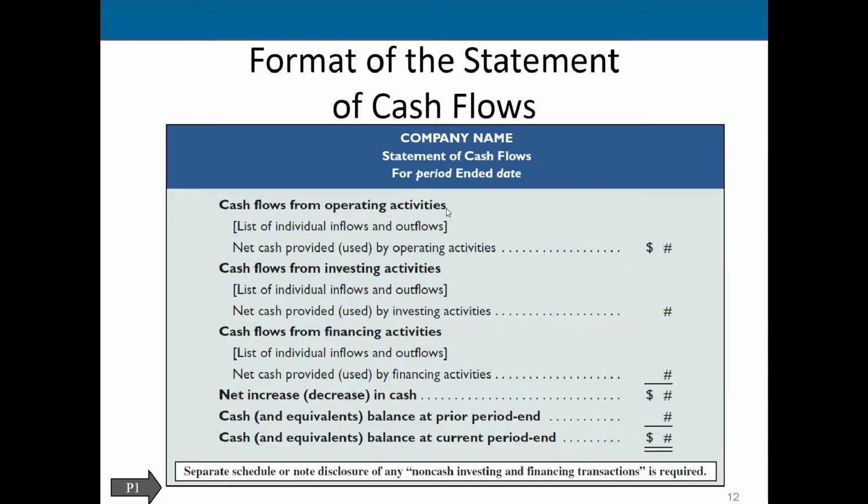Same thing from investing, same thing from financing, and then we add those three classifications up, and that should tell us what our net increase or decrease in cash was for the period. And simple enough, if it's a positive, it's a net increase, and if it's a negative, it's a net decrease. And then we look at our cash balance at the prior period end, we add into it our net increase, and that should be our cash balance at the current period end.